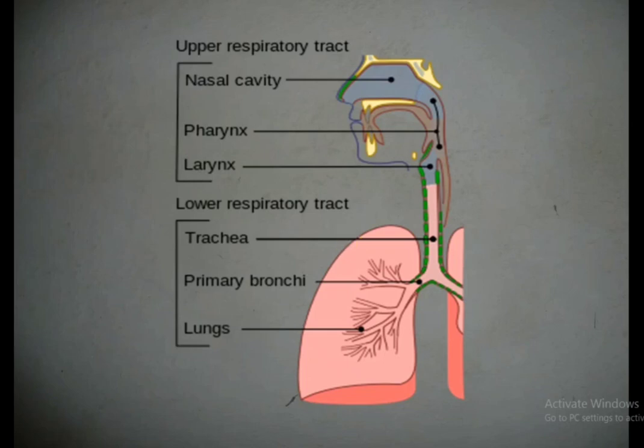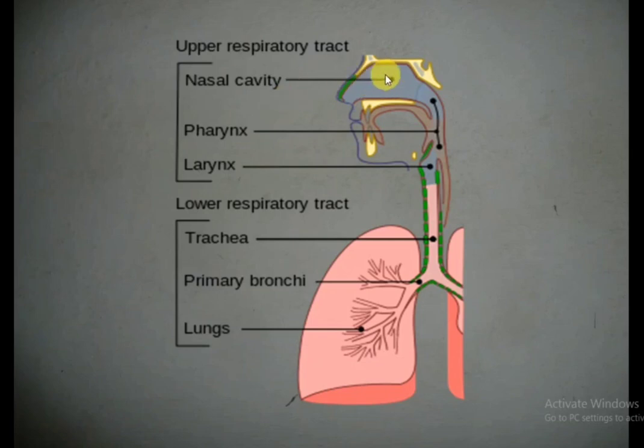These two tracts consist of some organs, so we will see about that. The upper tract has the nasal cavity, pharynx, and larynx, and the lower respiratory tract consists of the trachea, bronchus and lungs. We will see about each and everything, where it is located and its function. Here, first we will see about the nose.